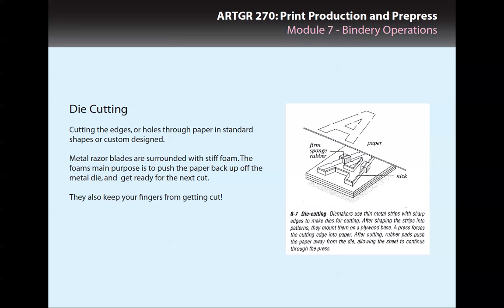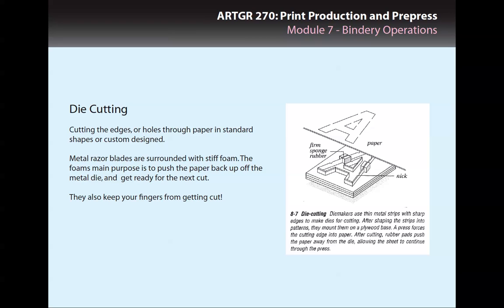Another operation is die cutting. A die is a metal razor blade shape that will cut the paper into shapes. So it might be the top of a piece of paper or an edge. You could cut holes through the paper. Any paper that's got an interesting shape to it was printed as a normal piece of paper, but then run through a die cutting machine, which stamps out and cuts off the edges of the paper or cuts the holes through the paper.